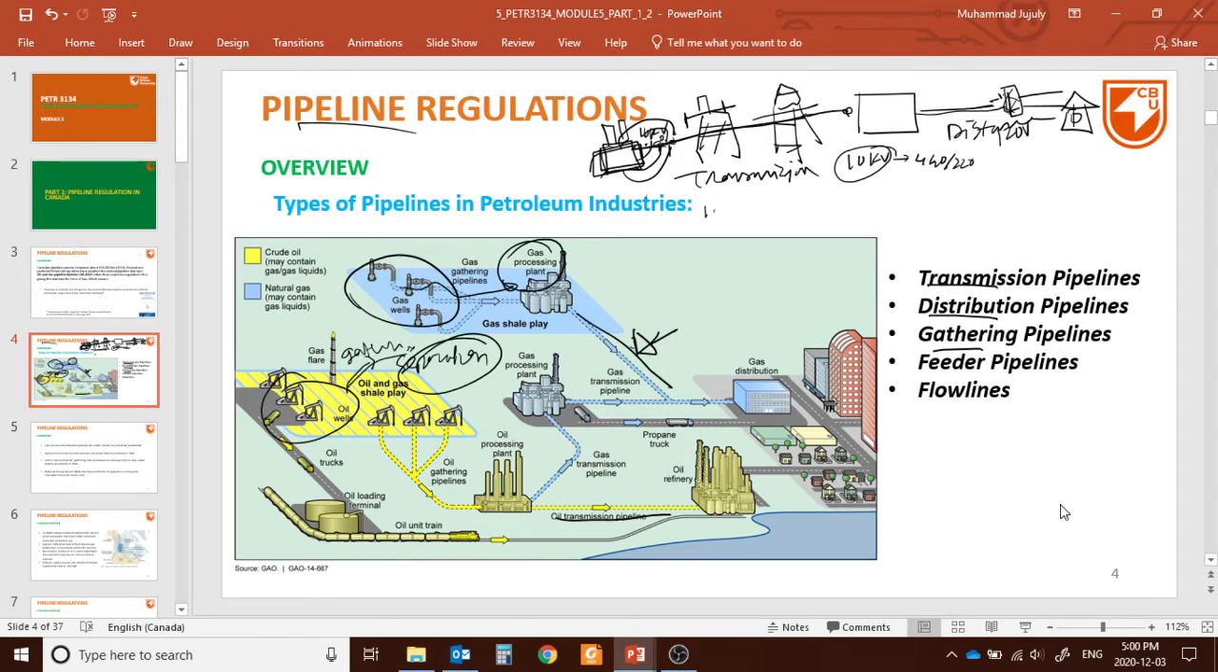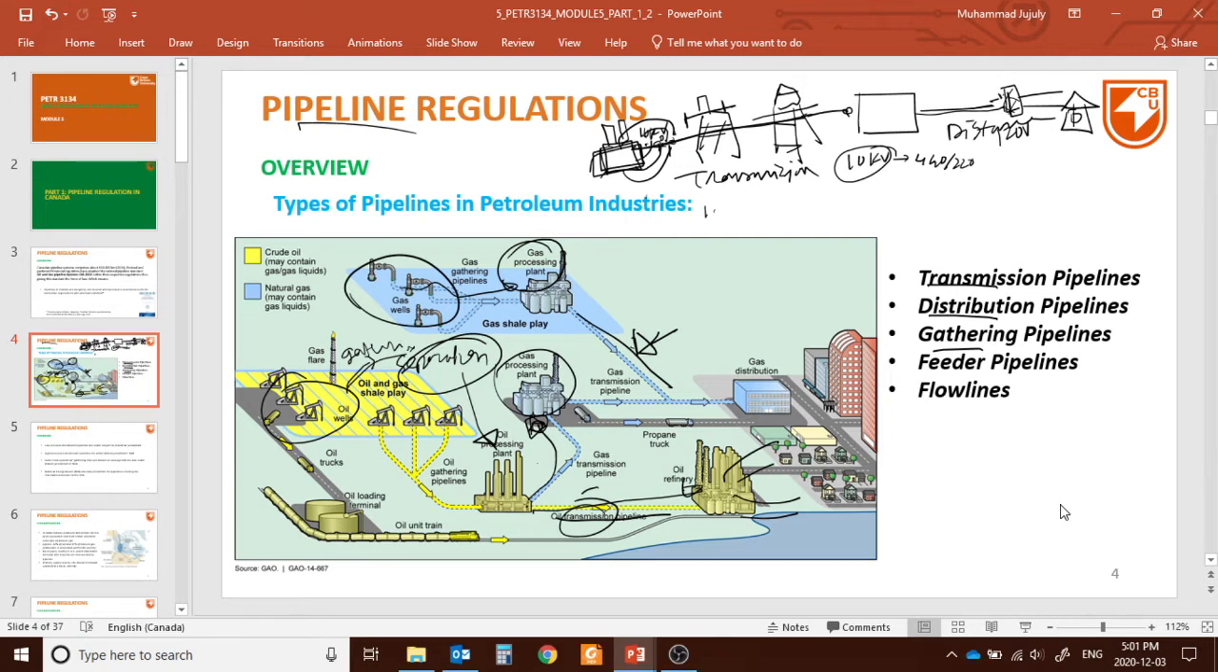When the separation is done in this processing plant, a portion goes to the gas transmission. The condensates and natural gas liquids go to the gas processing pipeline, and this is the crude oil. The crude oil goes through the oil transmission pipeline to the oil refinery, and from there it goes through different distribution networks. It could be through oil tankers, or through pipelines, or different modes we use.